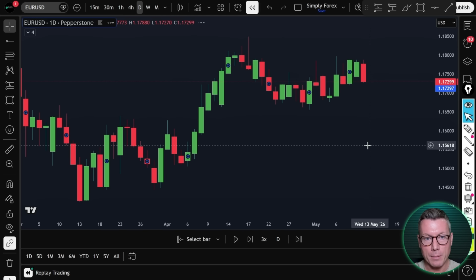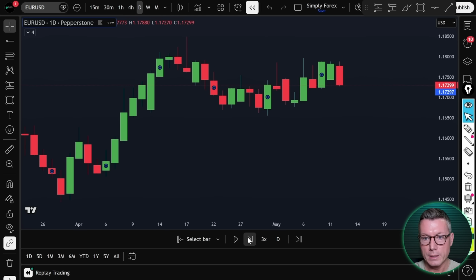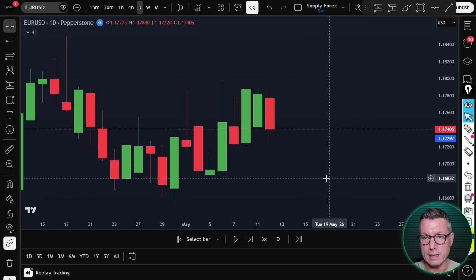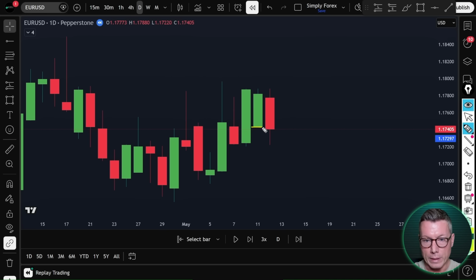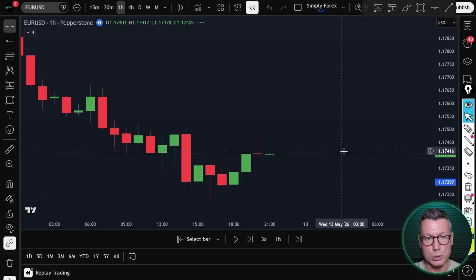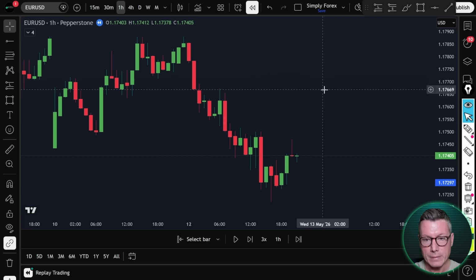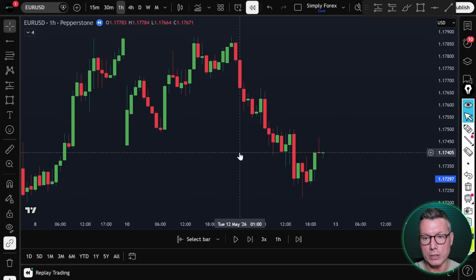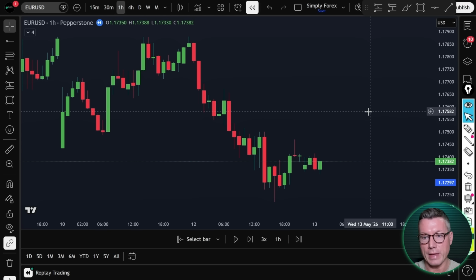Let's have a look at a couple more examples. So this is the next daily candle. As you can see, we break the low of this candle, we're looking for sales, and this becomes our target. Let's drop down to the H1, and we're waiting for that first bearish H1 candle. Okay, I would say that is it.